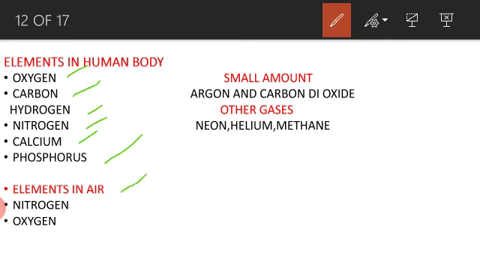Next, elements in air: nitrogen and oxygen. Nitrogen and oxygen are the most abundant in the earth's atmosphere. Next, small amounts present in the atmosphere: argon and carbon dioxide. Other gases: neon, helium, methane.